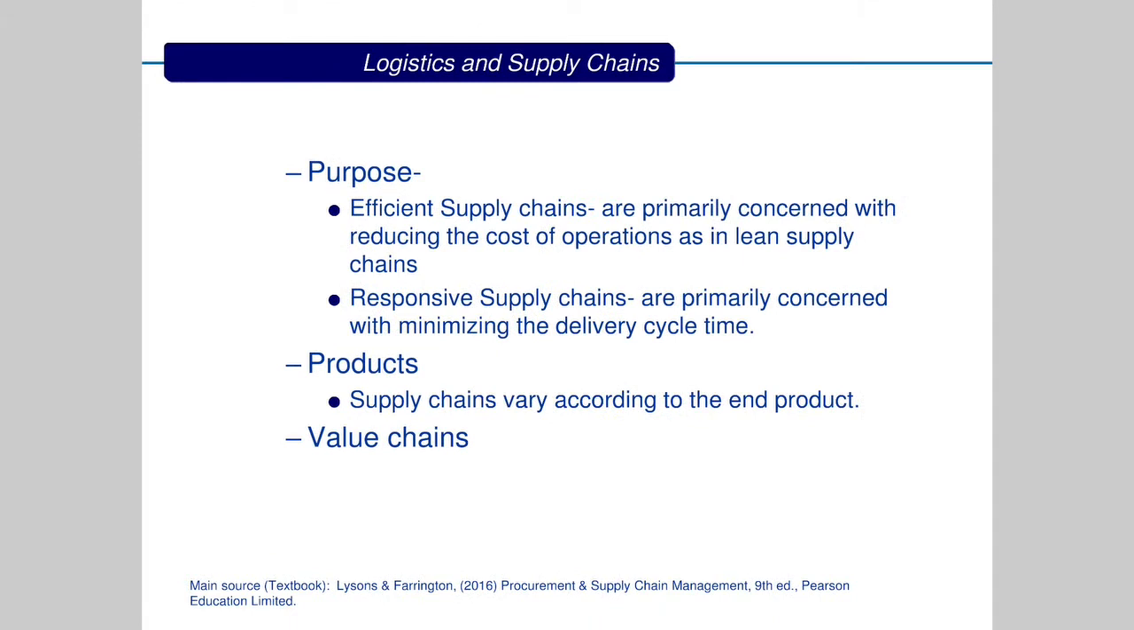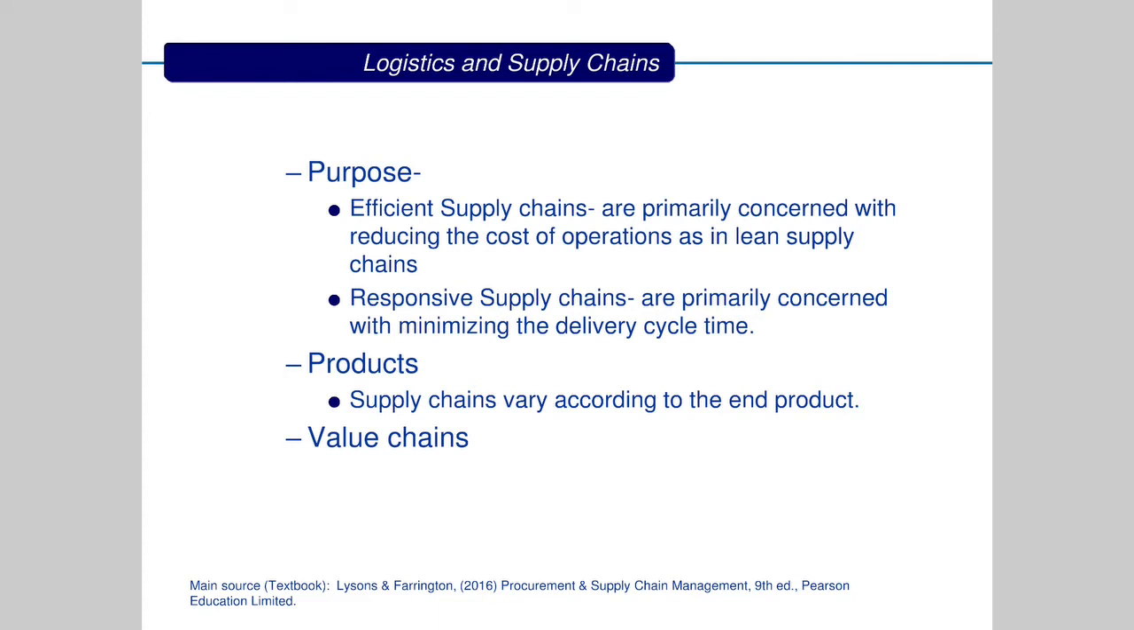So now we will talk about the purpose of supply chain. On the basis of purpose, supply chain can be classified as efficient supply chains. These supply chains are primarily concerned with reducing the cost of operations, as in lean supply chains. Lean means when you use very little resource and you want to accomplish a particular task by using minimum amount of resources. So if you use resources minimally, that means efficiency comes in your supply chain.